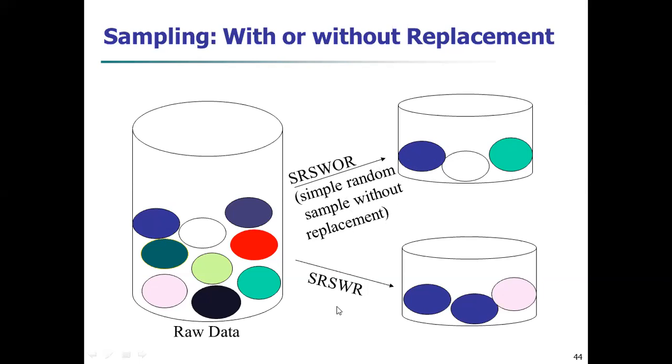But simple random sample with replacement. With replacement, in the place of white, I want to replace with the blue, and in the place of green, I want to replace with the pink. So this is the original raw data. That is the SRS WOR and SRS WR, simple random sample without replacement and with replacement. Okay, this is regarding the sampling.